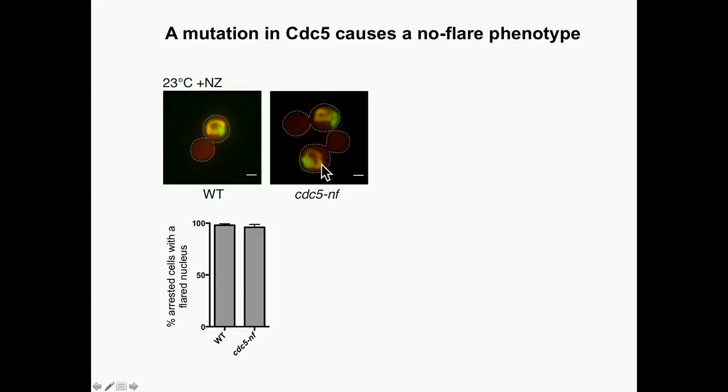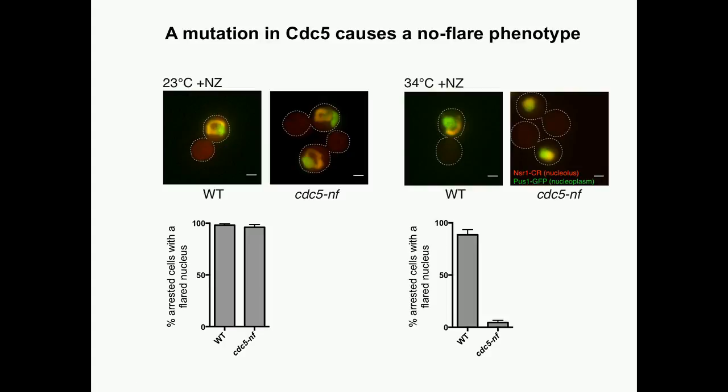At 34 degrees, which is the non-permissive temperature for the Cdc5 mutant, you can see that under these conditions, wild type still forms flares, but in the Cdc5 mutant, the nuclei are still round. And this is a really penetrant phenotype. Only around 5% of the cells will you see a flare.